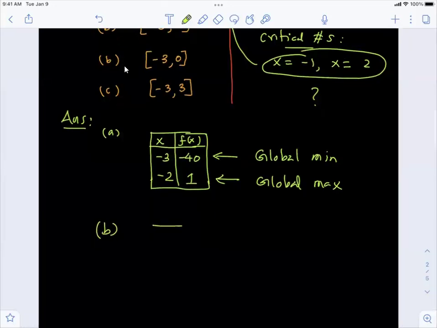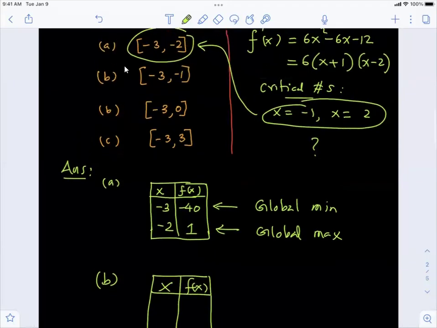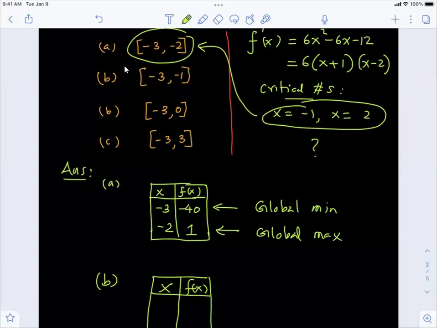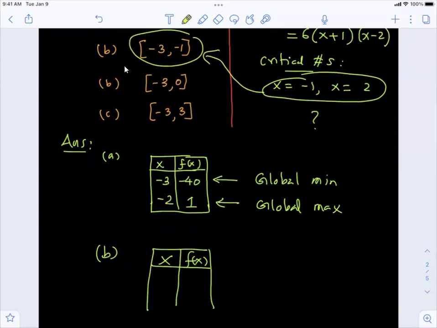Let's consider part B now. In part B, we are going to do the similar practice. Let's do this, x and f of x. And the only difference is now one of the endpoints coincides with one of the critical numbers that we consider, right? So it's not going to be anything new. We are going to pretty much do the same thing because the endpoint and the critical number are going to match and there is nothing beyond.